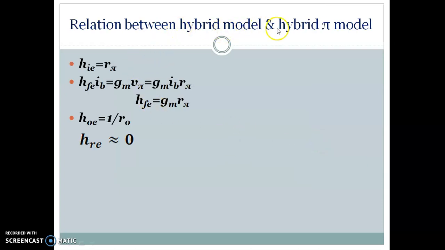So the relationship between the hybrid model and the hybrid pi model. In the hybrid model, hie is the input impedance, here R pi is the input impedance, so therefore hie is equal to R pi. In the hybrid model, hfe IB is the current source value, here it is gm V pi. gm V pi is nothing but IB into R pi, so therefore hfe is equal to gm R pi. And 1 by hoe, which is the output impedance, is equal to R0, and hre is 0.